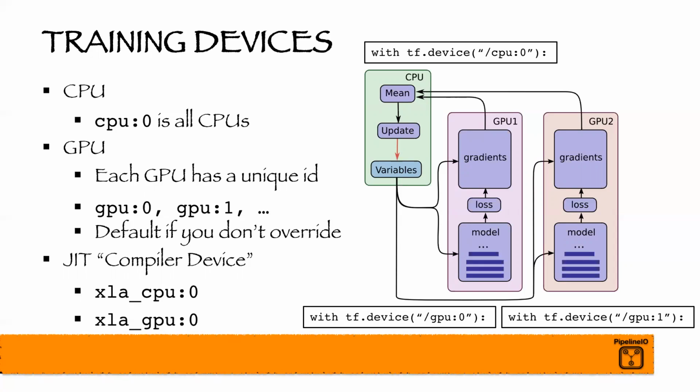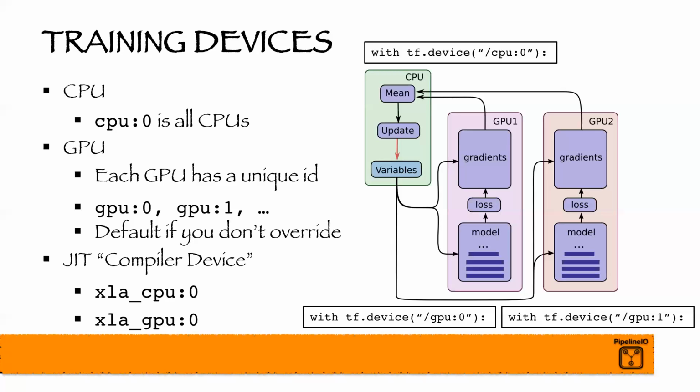Let's see, training devices. Keep an eye out for these new XLA CPU and XLA GPU devices. I'm going to talk a little bit about the XLA stuff. This is the accelerated linear algebra framework by Google. And there are two big projects on top of it: the JIT compiler and the AOT compiler. Both of these are super important for performance.